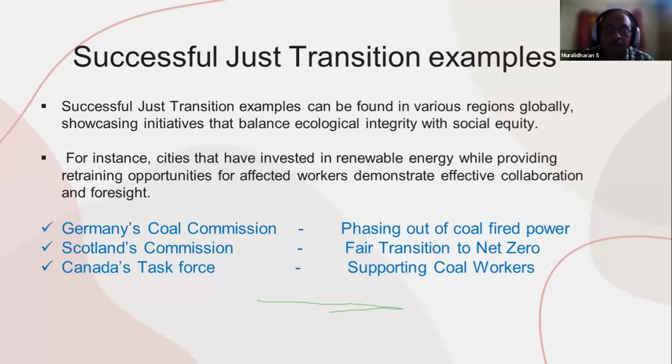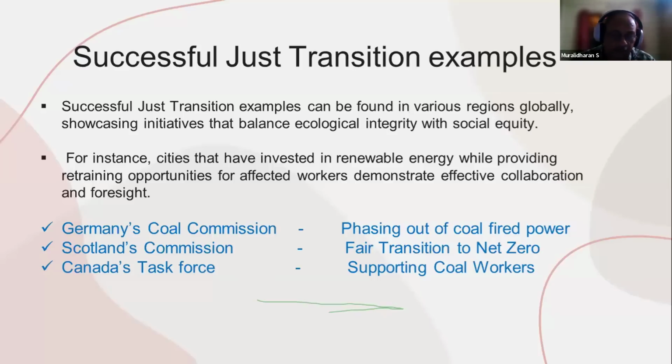Canada's task force: it has been interesting that when some of the coal mines were closed in Alberta and other places, what they did was to reskill and upskill the people so that they became employable. So in spite of the coal mines getting closed, the workers and the communities were able to manage themselves and go for new jobs, which again is an example of a success case.